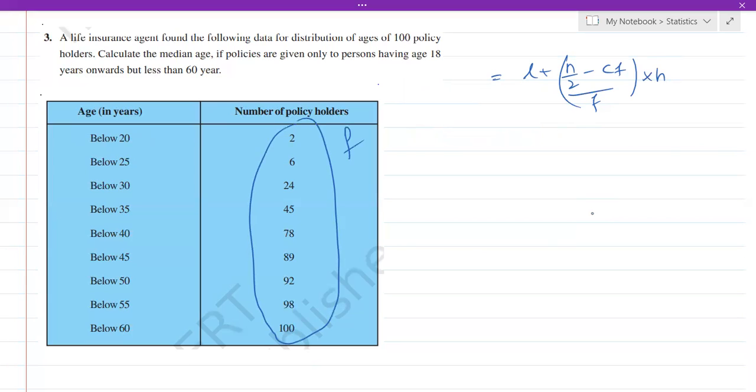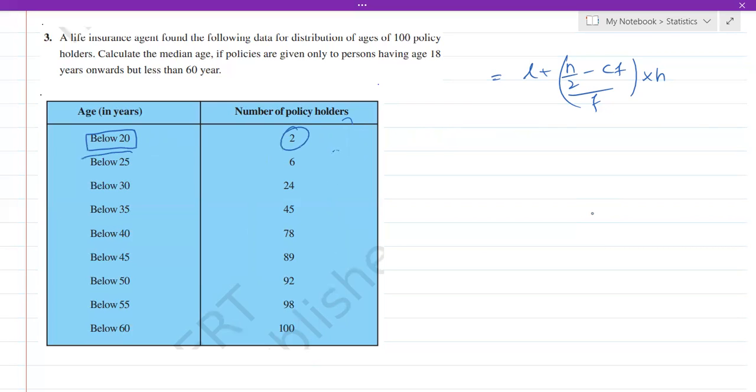Remember, whenever you take any question, here you will have class interval and in the next column you will have frequency, isn't it? But here what they've given us is CF, cumulative frequency. Okay, remember, these values are CF. How do I know it's CF? Very simple. Listen, when we say below 20, the number of persons you have below 20 is 2.